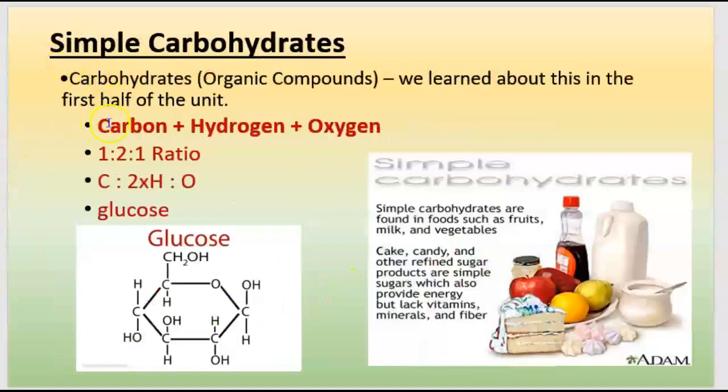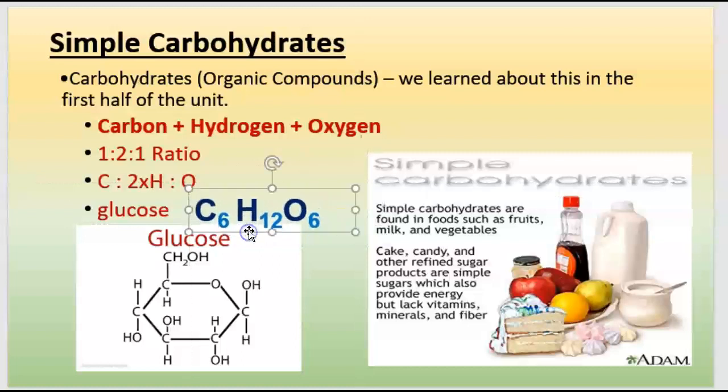Simple carbohydrates are always made of carbon, hydrogen, and oxygen. Those 3 elements from the periodic table, they're always in a 1:2:1 ratio. What does that mean? Well, I'm going to tell you. It's always 1 carbon to 2 hydrogens to 1 oxygen. So for example, if you look at glucose, the chemical formula for glucose is C6H12O6. So 6 carbons, 12 hydrogens, and 6 oxygens for glucose.